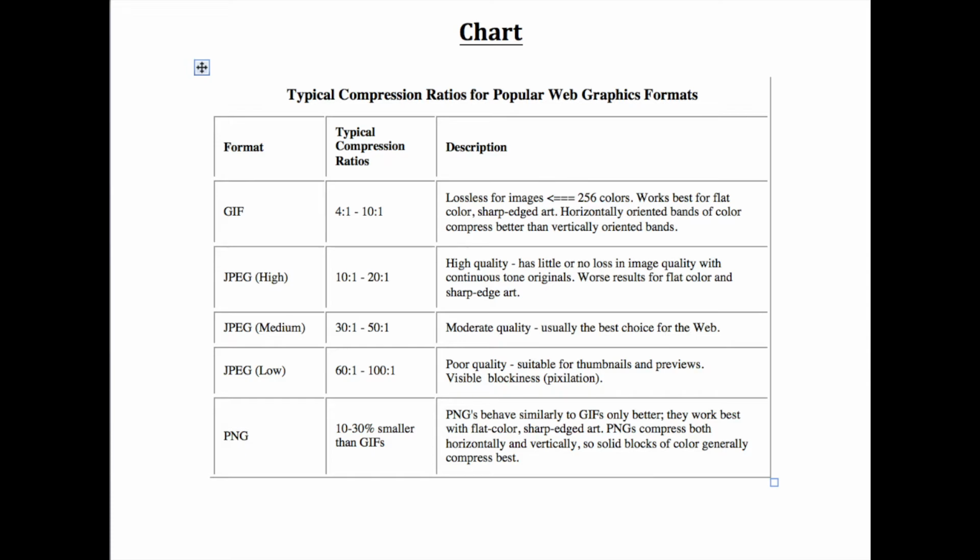Well, that concludes my brief overview of lossy versus lossless. I think every web developer should know the difference between the two and when and how to use the proper file types.